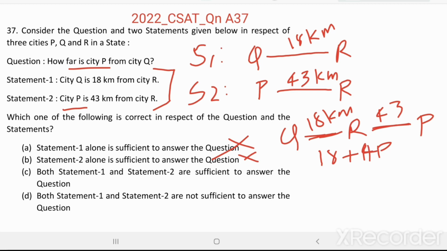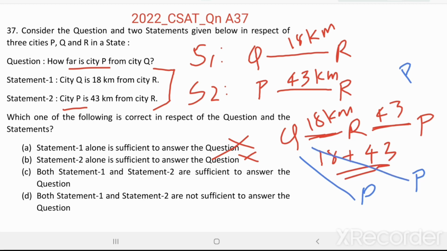But that is not said anywhere. So, we cannot say this is the distance between P and Q. P may be here also, or anywhere around R. So all these are distance between P and Q. So even using both these statements, we cannot say what is the distance between P and Q. Therefore, both statement 1 and statement 2 are not sufficient to answer the question. Option D is the right answer.